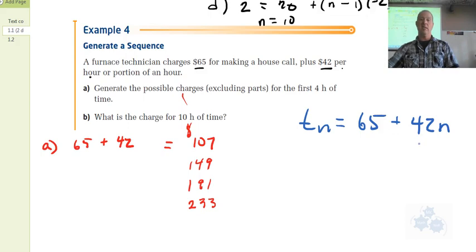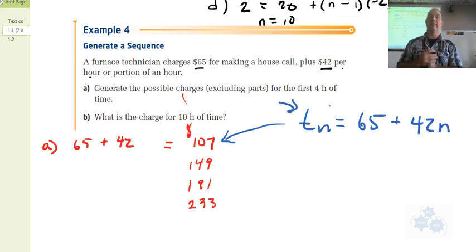But isn't this the general term formula? If you put a 1 in there, it's 65 plus 42. If you put a 2 in there for the second hour, it's 65 plus 84. It's 149, so on. Okay? So if you're thinking about this right away, that's great. Because that makes B quite easy, doesn't it?